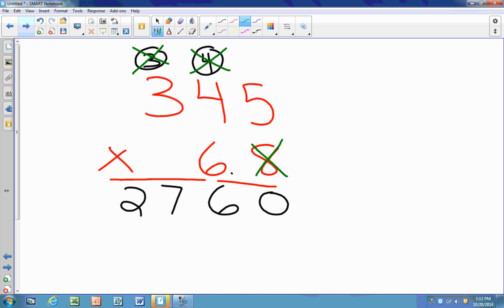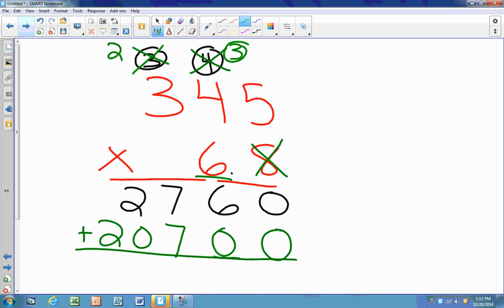And now I'm doing 345 times 6. Since this is in the tens place and I'm starting in the tens place, I can't forget my 0. So 6 times 5 is 30. Carry my 3. 6 times 4 is 24. Plus my 3, which is 27. Put my 7 down. Carry my 2. 6 times 3 is 18. Plus 2 is 20. And now I add it all together. And I end up with 23,460.